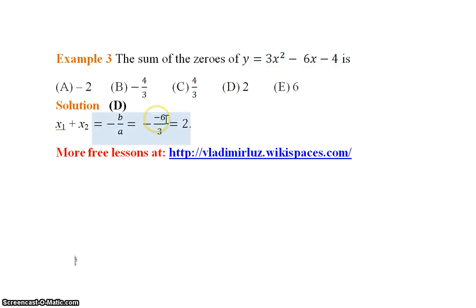Minus minus, it would be plus, and 6 divided by 3 gives 2. Therefore, the sum of the roots equals 2.